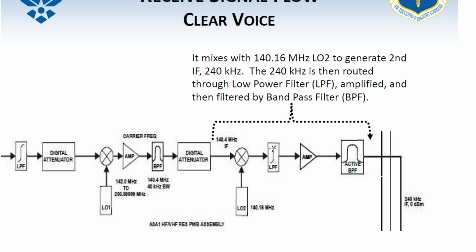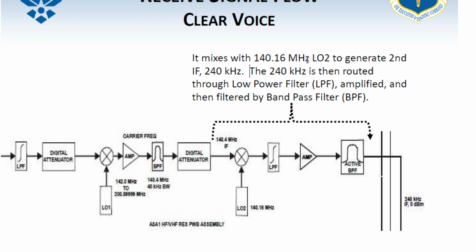So it's then mixed with the 140.16 megahertz local oscillator 2 to generate a second IF of 240 kilohertz. Now, what is our second IF in receive? 240 kilohertz. Great. What was our second IF in transmit? 140.4. Outstanding. Make sure you guys know the difference between those, and make sure you sit and read the questions so that you know if it's asking you about receive or transmit. The biggest thing that's going to trip y'all up on your exams is not stopping and reading a question.